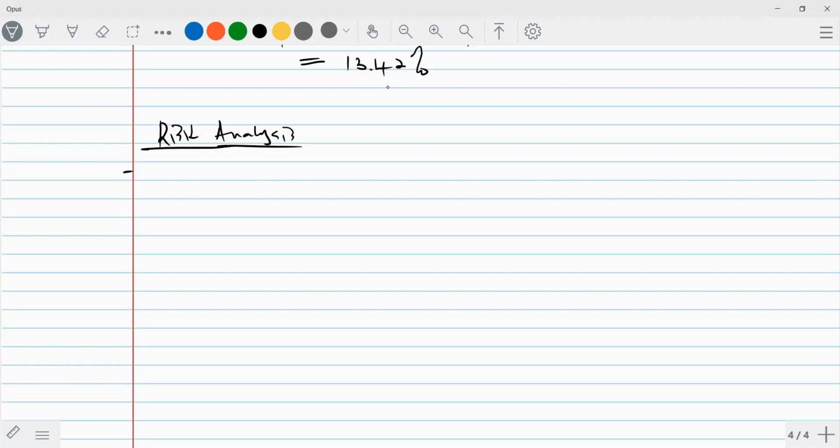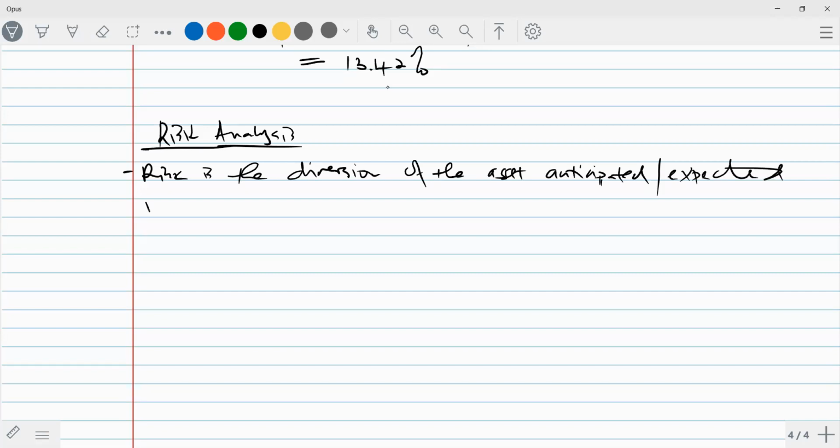So we can have that simple definition, what is risk. So risk is the deviation. You can define the risk as the deviation of an asset's anticipated, expected returns from the actual returns.